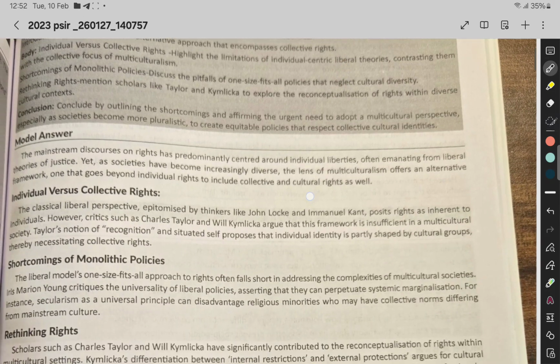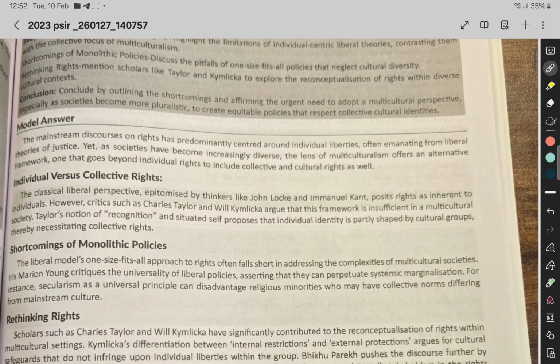The mainstream discourse on rights has predominantly centered around individual liberties, often emanating from liberal theories of justice. Yet, as societies have become increasingly diverse, the lens of multiculturalism offers an alternative framework, one that goes beyond individual rights to include collective and cultural rights as well.